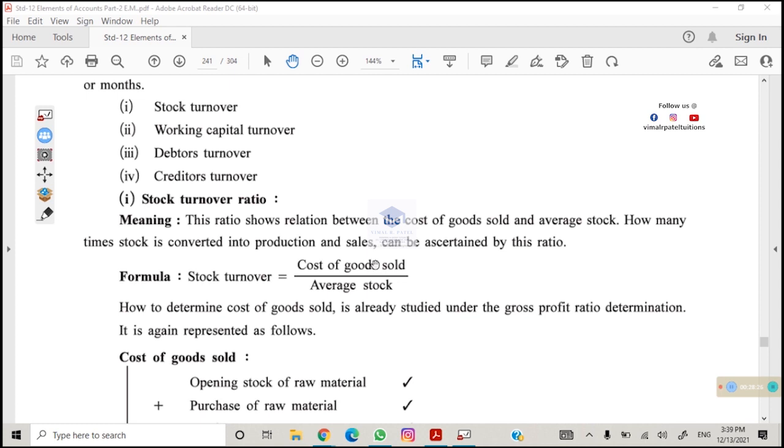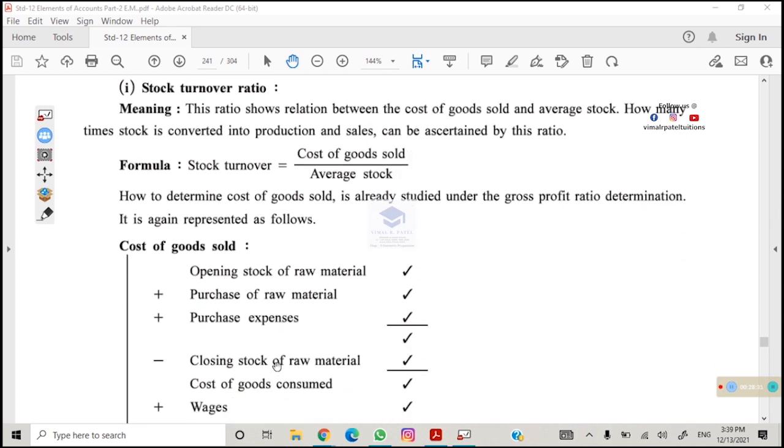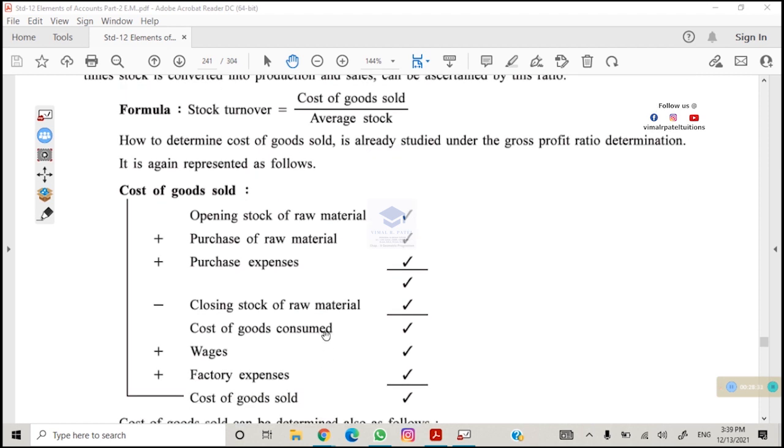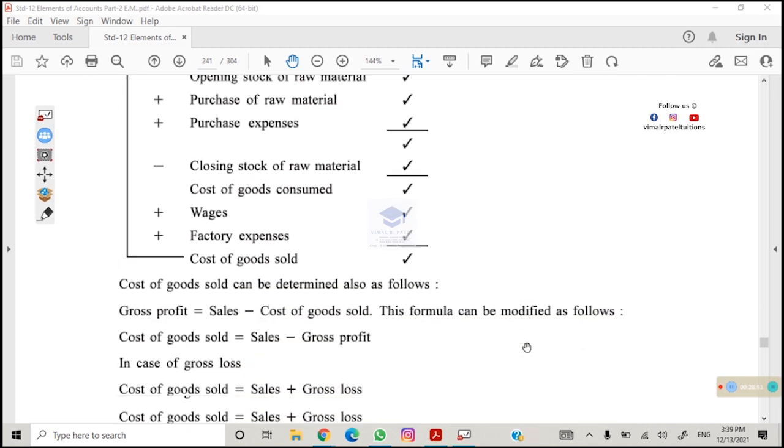So cost of goods sold, as we discussed earlier, is opening stock plus purchase expense minus closing stock plus wages plus factory expense. And average stock means opening stock plus closing stock divided by 2. In accounts, when we say average, it means opening plus closing divided by 2. Right? Average inventory is equal to opening inventory plus closing inventory divided by 2.